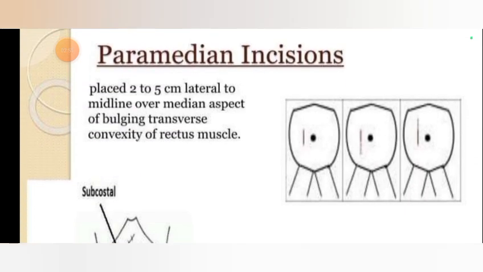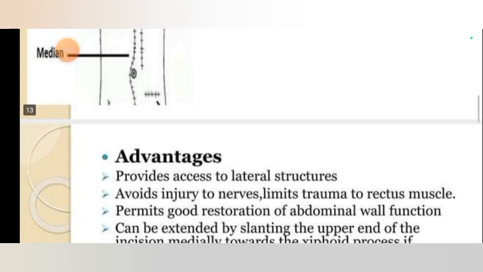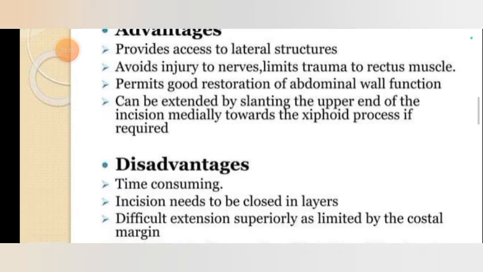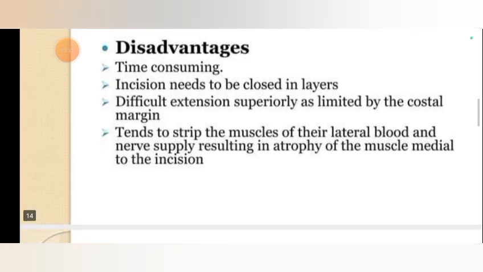Paramedian incisions are placed 2 to 5 centimeters lateral to the midline over the medial aspect of the bulging transverse convexity of the rectus muscles. And the advantages: provides access to lateral structures, avoids injury to nerves, limits trauma to rectus muscles, permits good restoration of abdominal wall function, can be extended by slanting the upper end of the incision medially toward the xiphoid process if required.